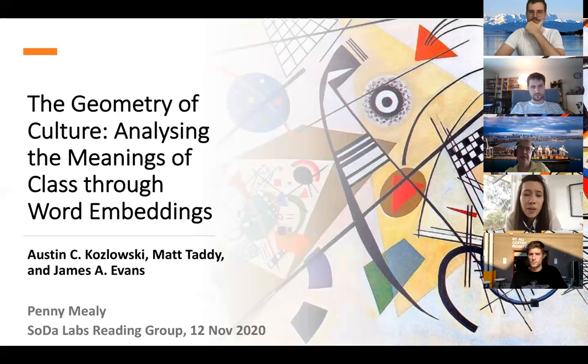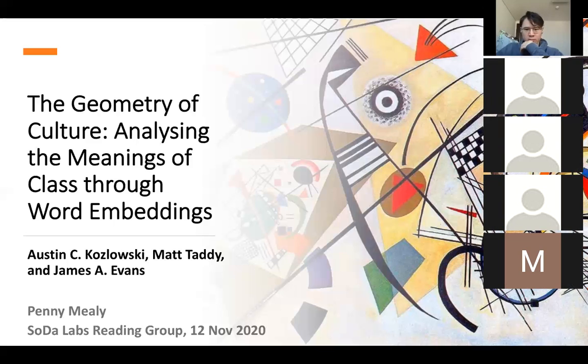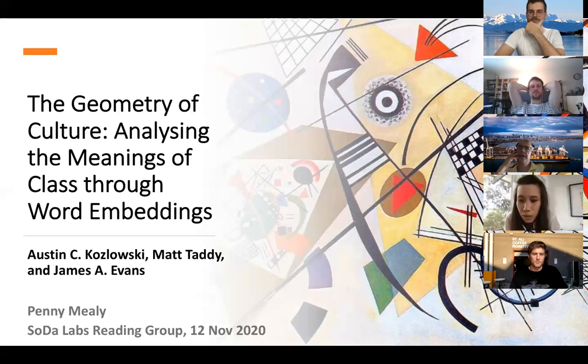In terms of the structure of this presentation, what I thought I'd do is firstly spend a little bit of time up front talking through a bit of conceptual background behind word embedding models, and then delve into the paper's key methodology, its validation strategies, and its key results. So feel free, as usual, to stop me at any point with questions, or if I haven't explained something as clearly as I could.